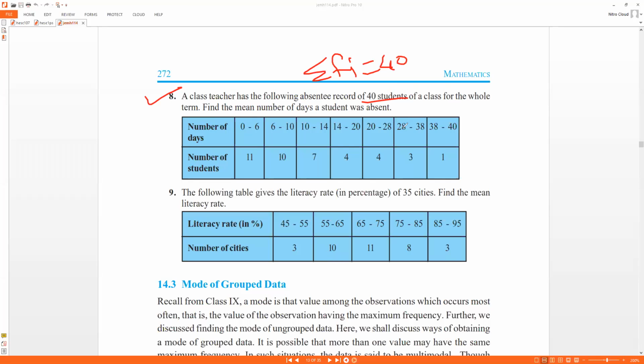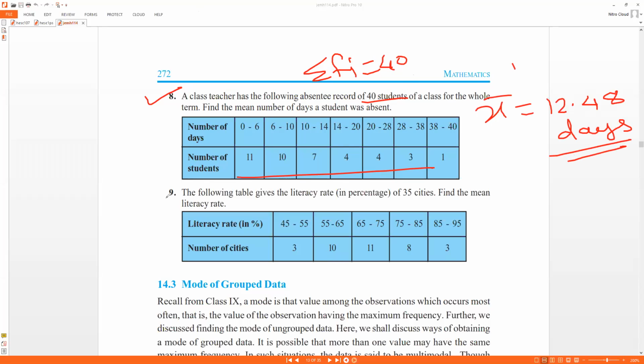कुठल्या मेथडनी कराल? Direct or assumed mean, what do you think? Direct नाही करणार? Yes, sir. करा बघू direct. It's easy because the numbers are not too big. Direct method, सोपी जाईल तुम्हाला. Okay, so what is the mean? 12.48 days. Okay, 12.48 days. Correct.